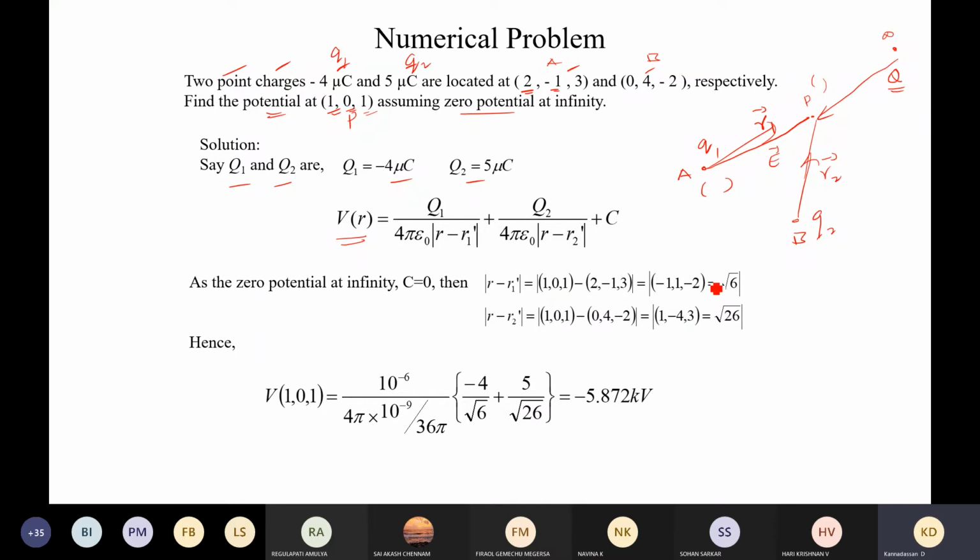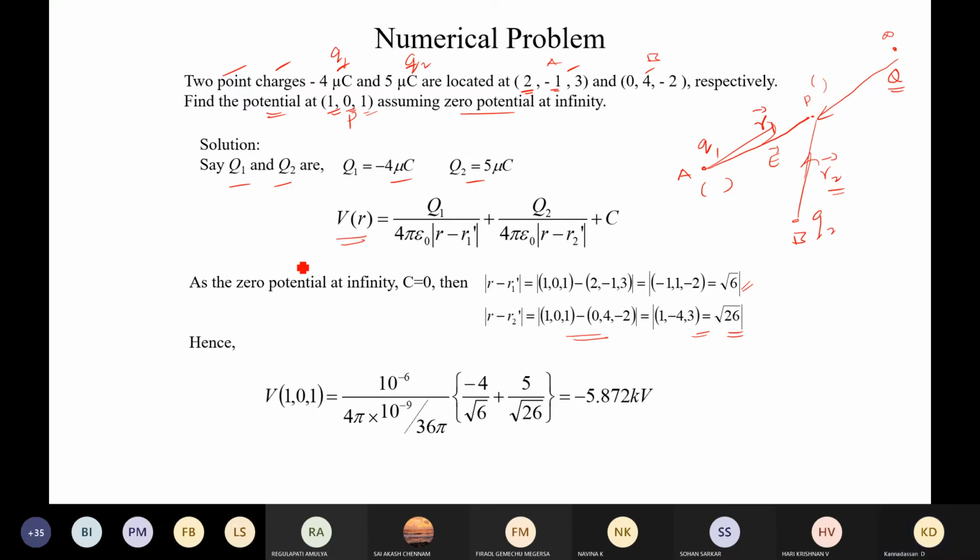I believe you know about that. You have to take the root of the square of all the values, just add them, and you will get the value. Similarly, we are going to do the same for the R2 vector: find the difference between these 2 points and take the magnitude. You will get the value of root of 26 here.